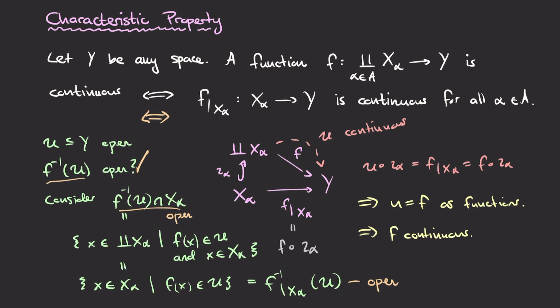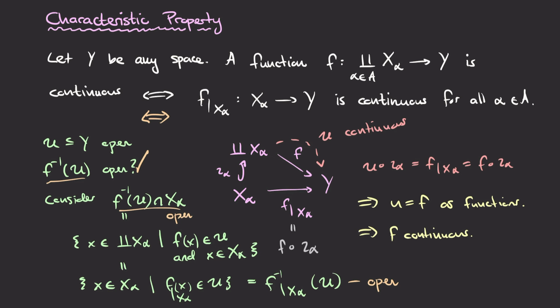Again, here is a warning. In this argument, I've been identifying the spaces X alpha with their isomorphic copies X alpha times the singleton alpha. For example, down here, f is technically a function from the disjoint union to Y and not from X alpha to Y. So here, maybe to be a bit more correct, we should write f restricted to X alpha.